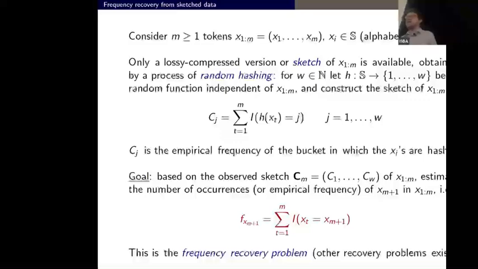There are many other recovery problems, but in principle, if one can solve this one, one can easily move to other problems, and I will discuss this point later on.